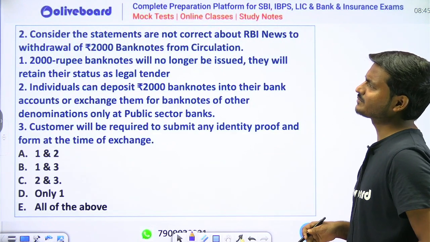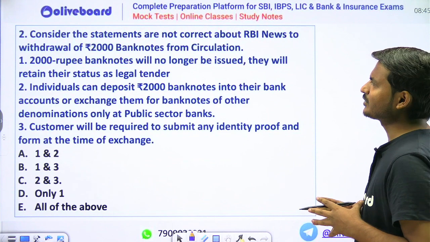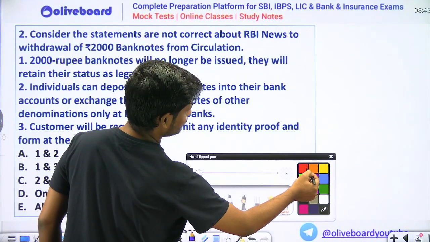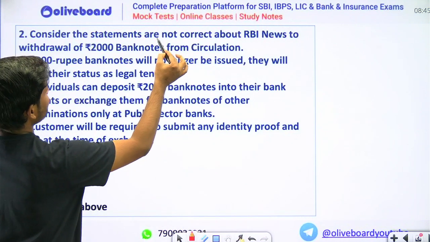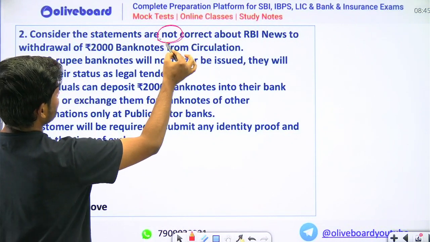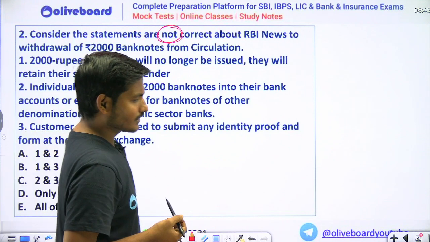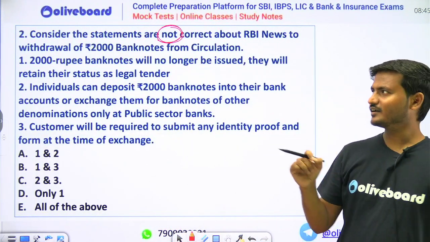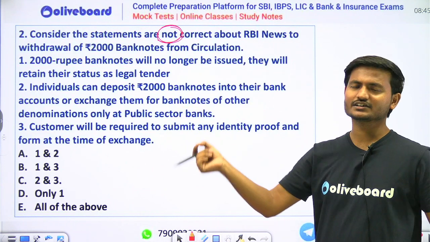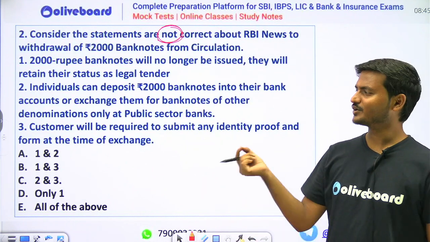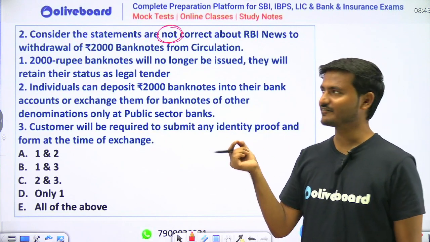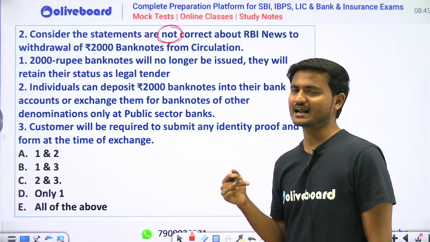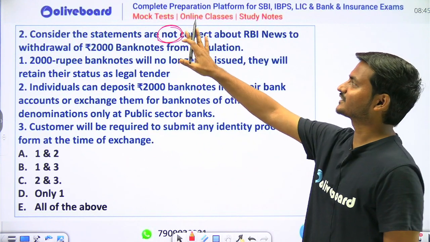Consider the following statements which are not correct about RBI's withdrawal of the 2000 rupee note. See, it is asking about not correct. Whenever such questions come, try to recall and learn every point in these statement-wise questions, because they have very subtle words hidden in them under which you might fall into the trap. So here it is asking which are not correct.